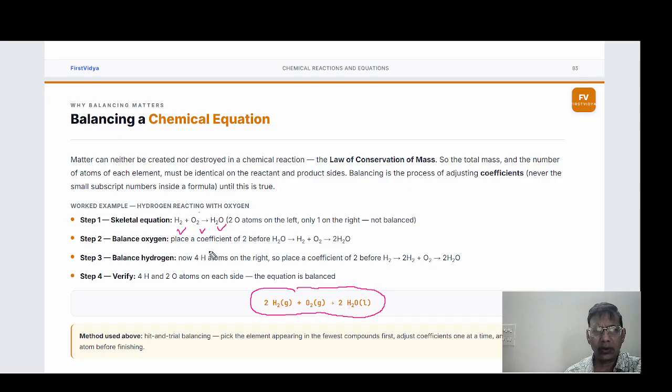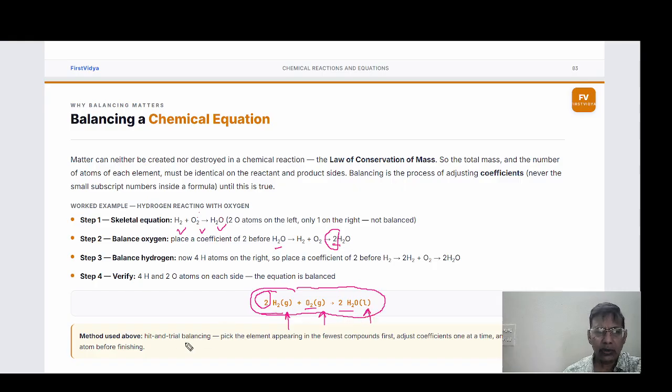So what we are going to do is balance oxygen. Here two, here only one. So here we are going to multiply by two, right? Now total 4 hydrogen atoms are there on this side, here 2 hydrogen atoms. So again we have to multiply here 2 by 2, because we have to make it 4 hydrogen. So 2H2 plus O2 gives 2H2O. In the bracket we can write that this is the gaseous state, this is the gaseous state, and this is the liquid state, right?